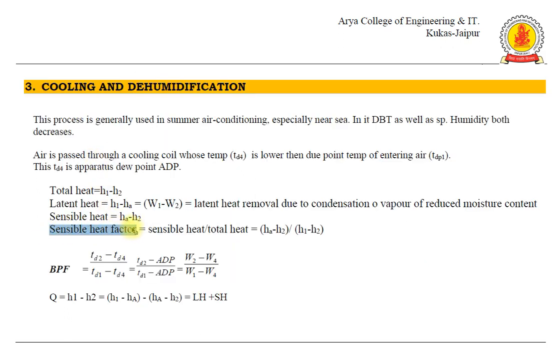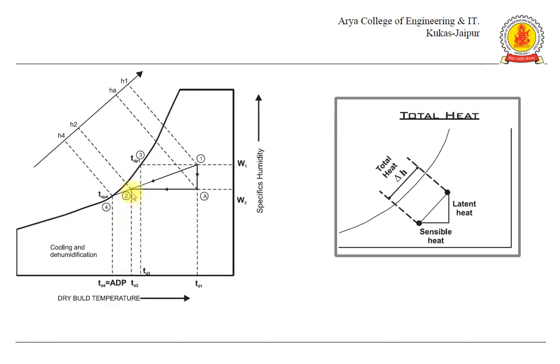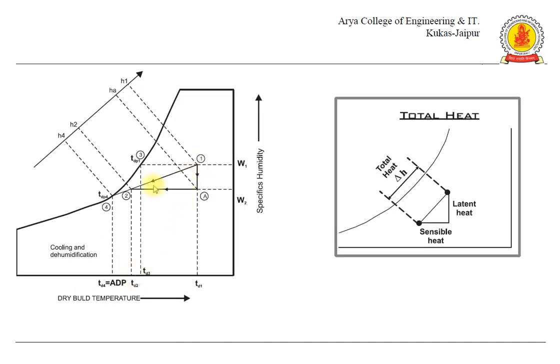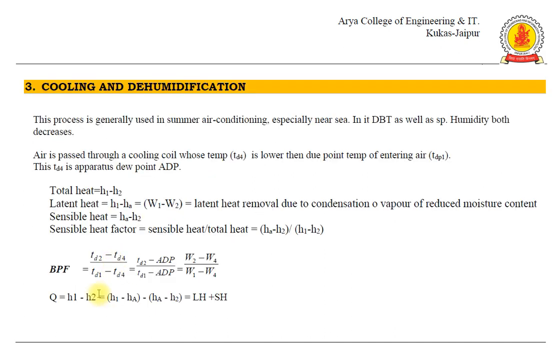Sensible heat factor will be sensible heat upon total heat. We will divide these two values. Bypass factor, if all the air is not touching the coil, then it is called bypass factor. This will be TD2 minus TDP4, where temperature of point 2 is TD2 and this point is TDP4, upon TD1 minus TDP4 if all the air has touched the coil.